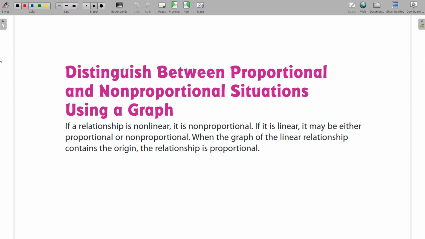So at the very beginning of this passage, it tells us that if a relationship is nonlinear, meaning that it is not a straight line, it has either a crook or a curve or a bend in what looks to be an otherwise straight line, then it is going to be non-proportional. But if it is linear, if it is indeed a straight line, it can either be proportional or non-proportional. And to determine the difference between the two: if it is a linear straight line and it goes through the origin, then it is going to be proportional. If it does not go through the origin, then it is going to be non-proportional.